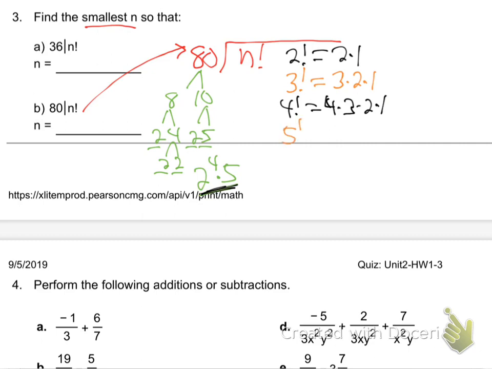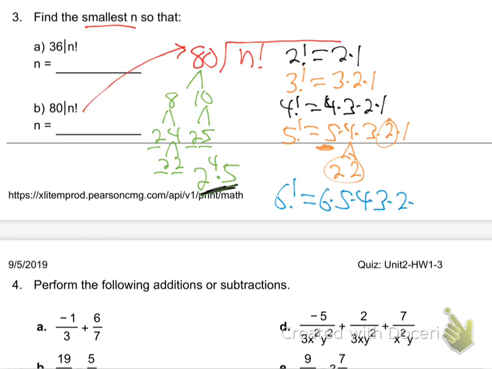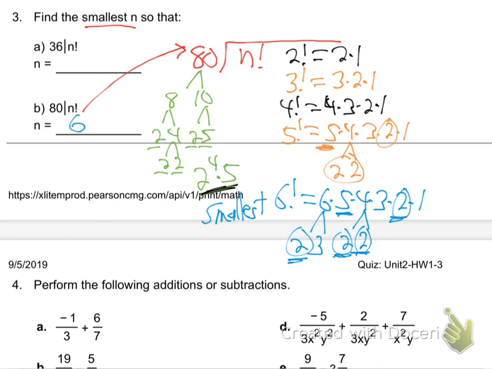Let's go to 5 factorial. 5, 4, 3, 2, 1. Are there 4 2's and a 5? There's the 5. Are there 4 2's? 2 2's there and 1 2 there. Only 3 2's. So not 4 2's. Let's go to 6 factorial. 6, 5, 4, 3, 2, 1. Does that have 4 2's and a 5? Here's 2 2's. Here's another 2. And the 6 has another 2. 1, 2, 3, 4 2's. And there's the 5. So that's the smallest number that'll work. N equals 6.